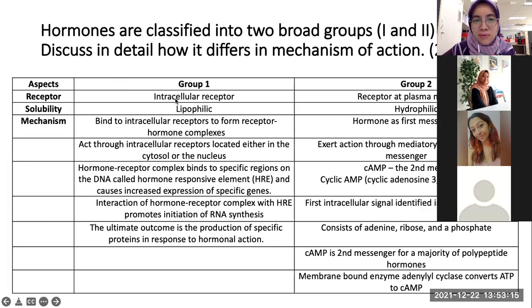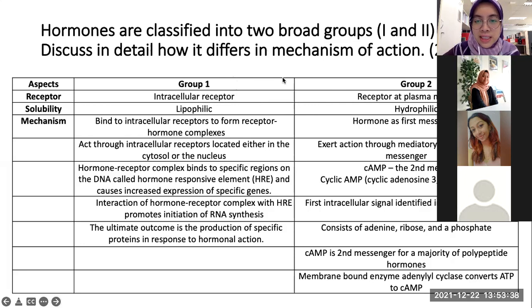You wrote group 1 is not sure. You compare, for example, peptides and amines. So the question is already stating here, differentiate based on mechanism of action. So you need to describe the mechanism of action for group 1 and group 2. So read the question carefully.